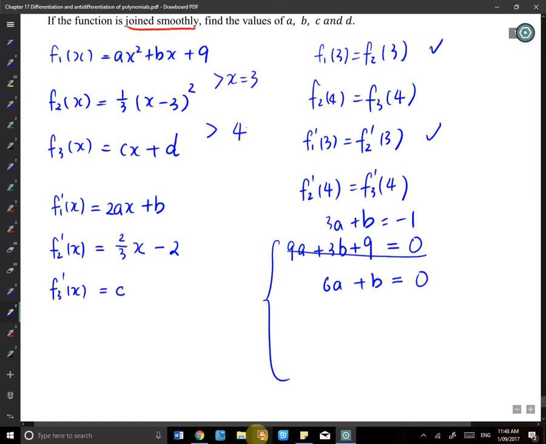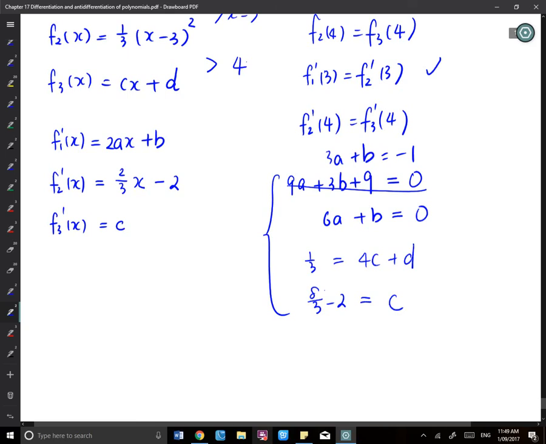So f2(4) equals f3(4). You put 4 in: f2(4) is a third times 1, equals f3(4). Put 4 into that, that's 4c plus d. And the last one, f2'(4): put 4 here, so 8 over 3 minus 2 equals f3'(4), which is just c.